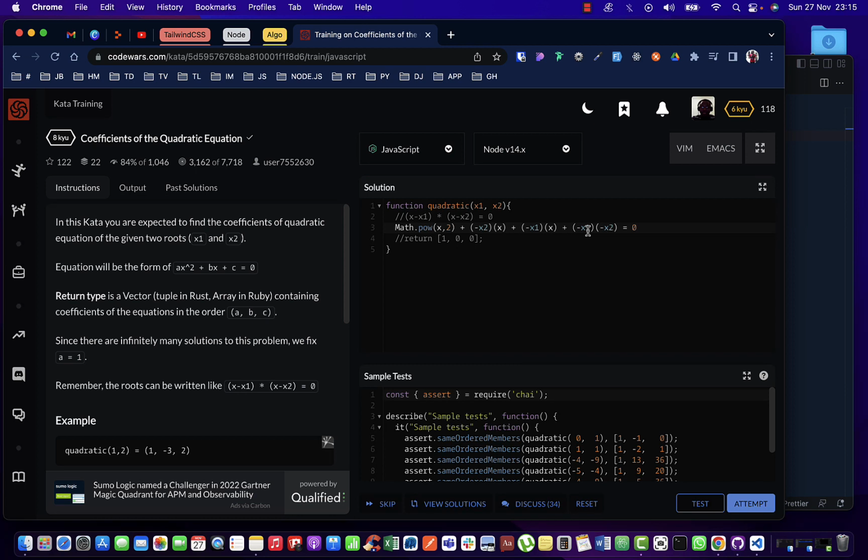So this is what we're going to have at the end of the day if we are to expand that. And if we now decide to expand this further, we'll have something like this, Math.pow of x, 2. Then we're going to see the common factor here. Common is x. So this is the same thing as saying x multiplied by minus x2 minus x1. That's what it is, right? Then we're going to continue with this one we have here, and we'll just put it together. So we're going to have minus x1 times minus x2.